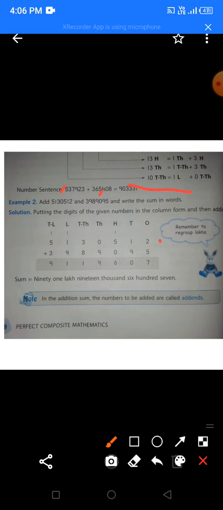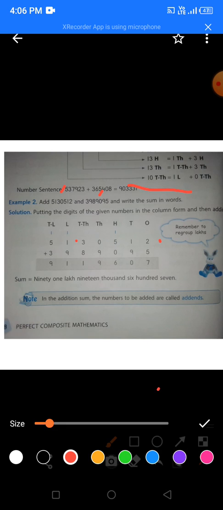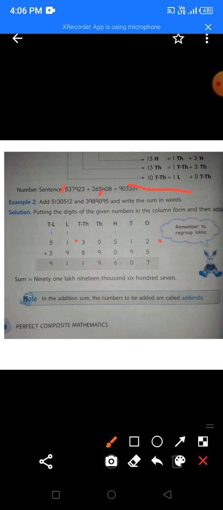Okay. So now you have written the number. What is the number here? 51,30,512. Yes. Then the other number is 39,89,095. आपने लिख दिया. सबसे पहले आपने place value लिखा. Then you left one line. Then you'll write those two numbers and then you will start adding.